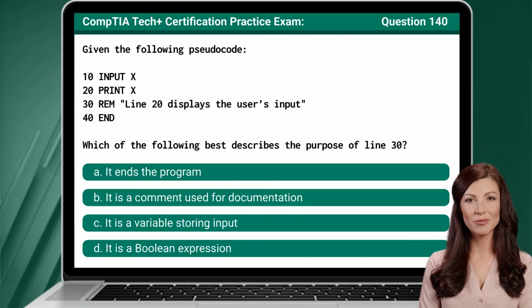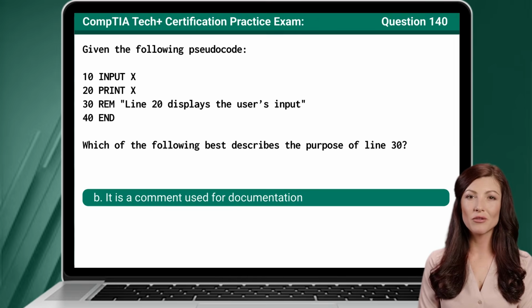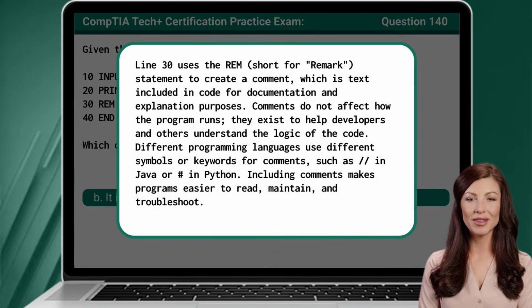The answer is B. It is a comment used for documentation. Line 30 uses the REM statement to create a comment, which is text included in code for documentation and explanation purposes. Comments do not affect how the program runs; they exist to help developers and others understand the logic of the code. Different programming languages use different symbols or keywords for comments, such as a double slash in Java or a hashtag in Python. Including comments makes programs easier to read, maintain, and troubleshoot.